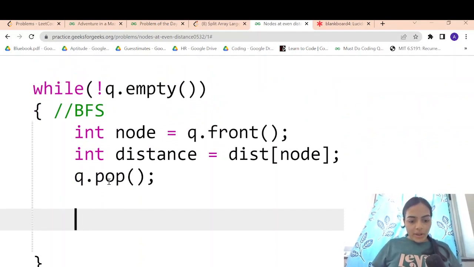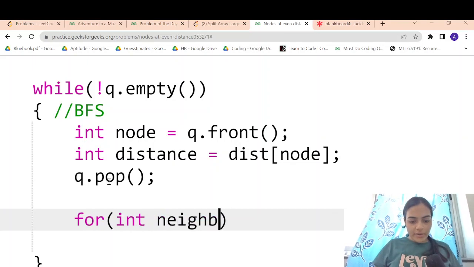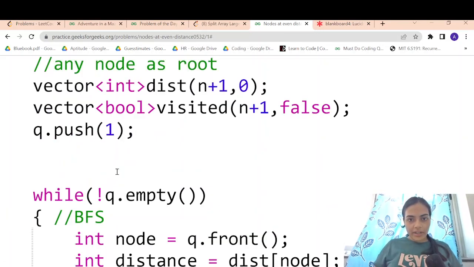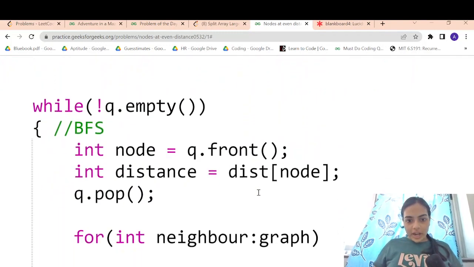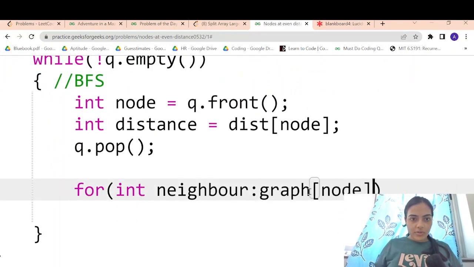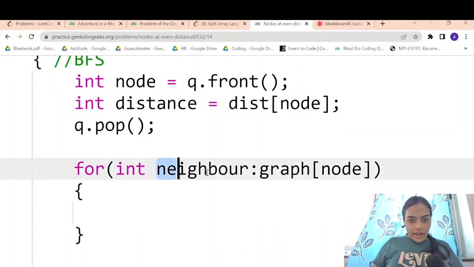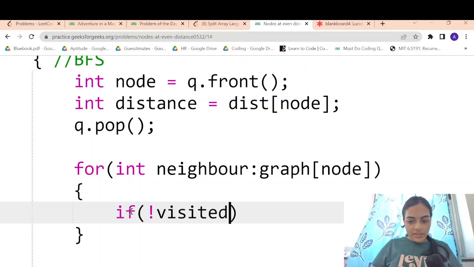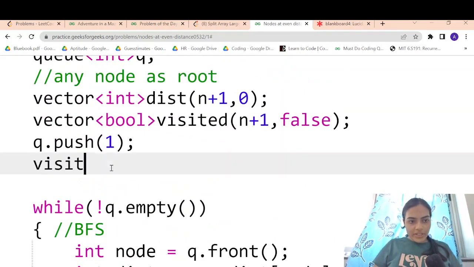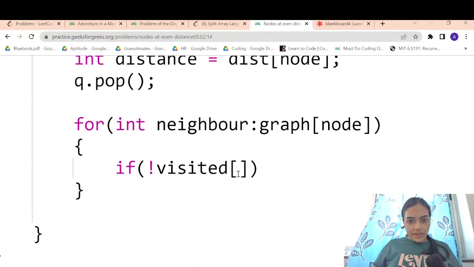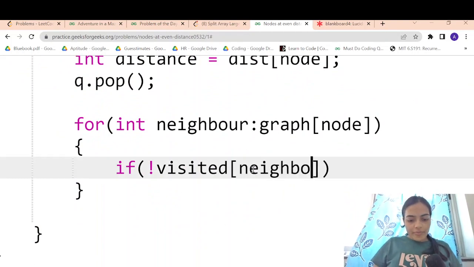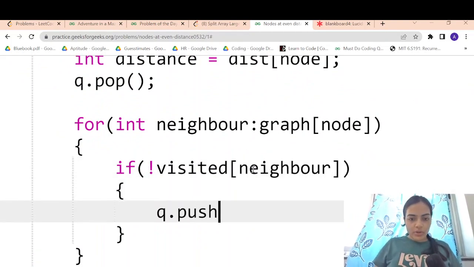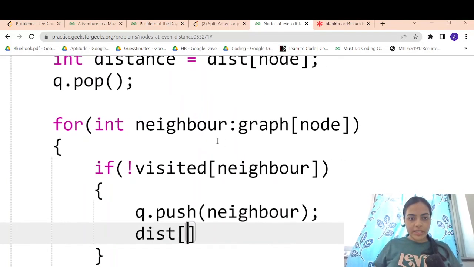So now I can traverse all its neighbors. So for int neighbor in graph, I am given a graph as my input. So in this graph we can traverse each of the neighbors. Now if my neighbor is not visited, right? So initially I will have to make visited of 1 as true. Now if my neighbor is not visited, then I can traverse it. So I'm going to push the neighbor in the queue, and I'm going to increase its distance.